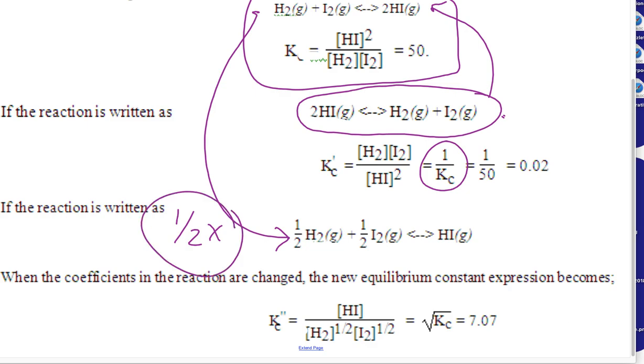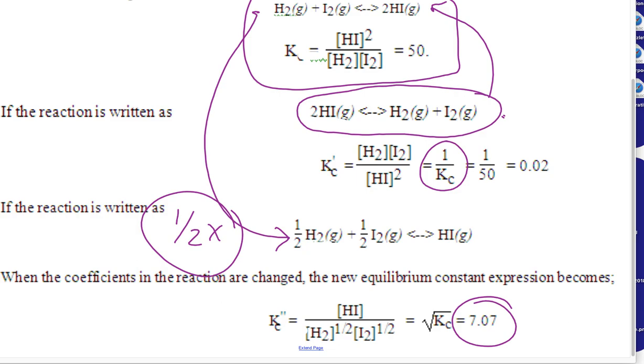So we're going to take the original K of 50 and raise it to the 1/2, which is square root. So if I multiply this equation by 4, I'm going to raise it to the 4th. I multiply by 1/2, I raise it to the 1/2. Okay? And when you do that, you get the square root of 50, which is 7.07.